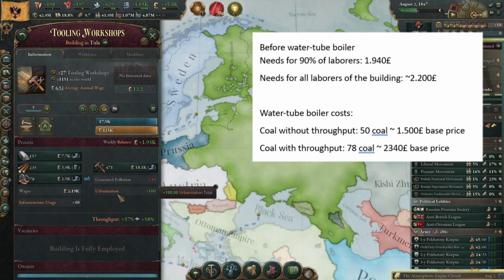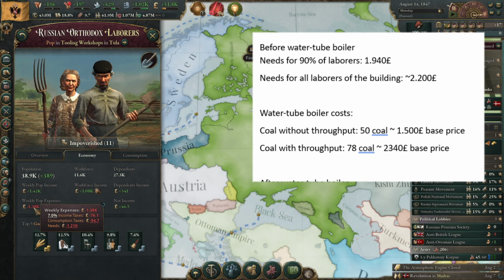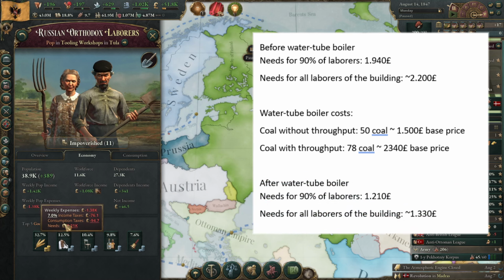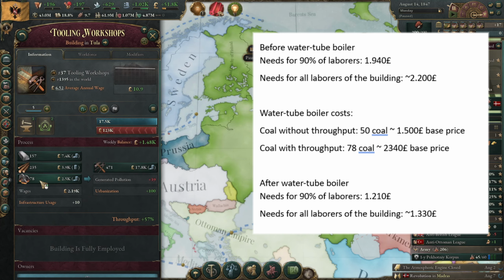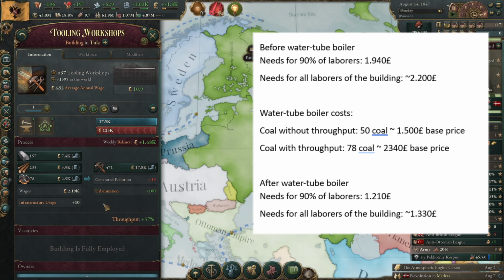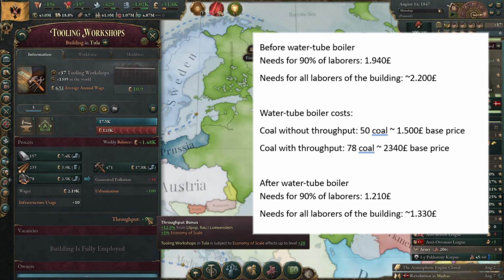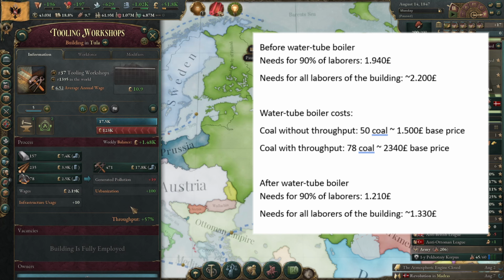Still, let's verify. We activate the water tube boiler and wait 2 weeks. The remaining pop is now spending £1,210 on their needs. After adjusting for the missing 10%, since they are not all laborers, it's about £1,330. So we lost about £900 in pop consumption, but we gain £1,500 in coal demand at base price, a net increase of £600. But since you have a big company bonus, the tooling workshop is actually using 78 coal, which is £2,340 at base price. So a net increase in demand of £1,440.